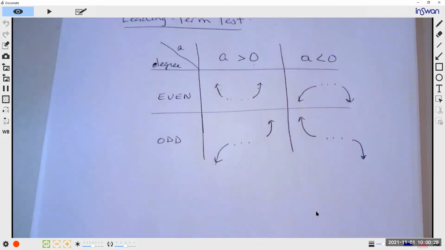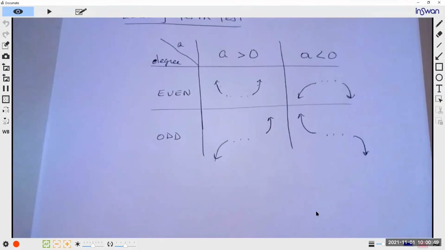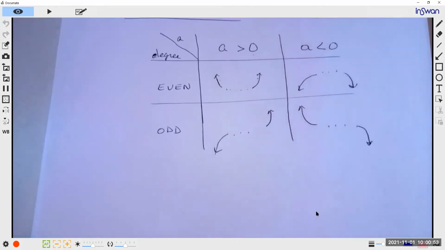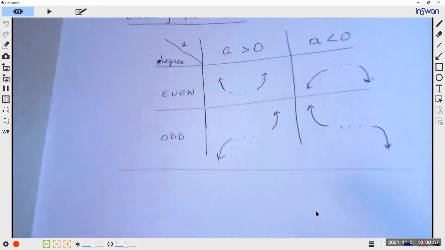All right, so just by looking at the leading term, we can tell what the basic shape of the graph is going to be. And the size of A determines whether it's going to be a vertical stretch or shrink. I'll go to the next page.